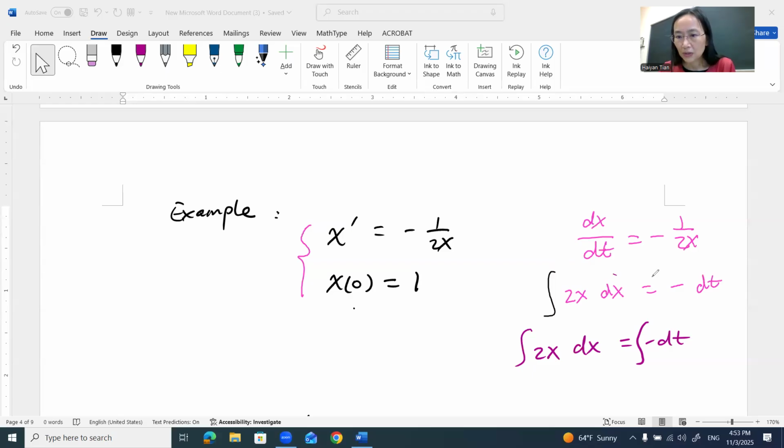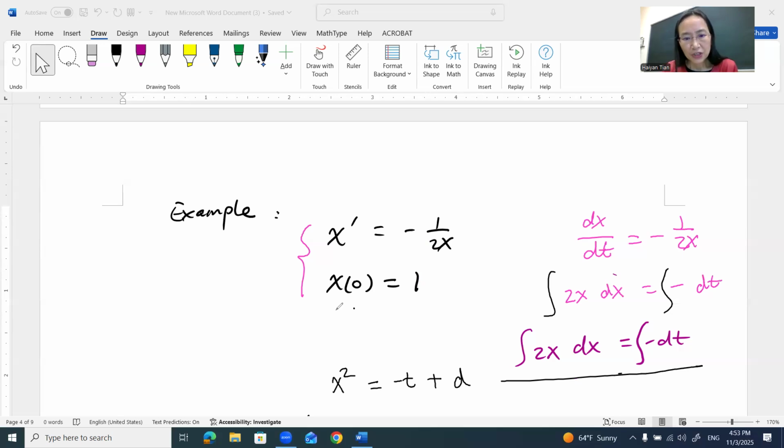Afterwards, we do the integral of both sides, right? The left side, you do the integral with respect to the x variable. The other side, you do the integral with respect to the t variable. So once we have this, then we can find the antiderivative, which is x squared equals negative t plus some arbitrary constant. Let's call it d, the arbitrary integration constant.